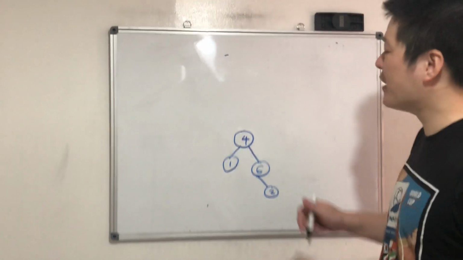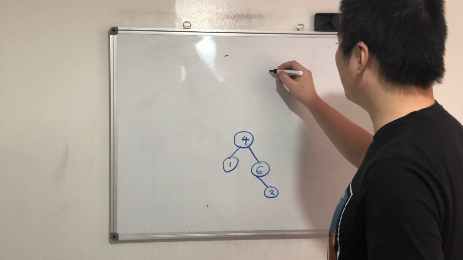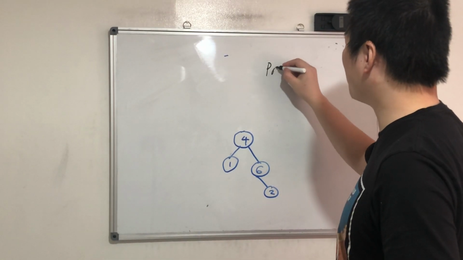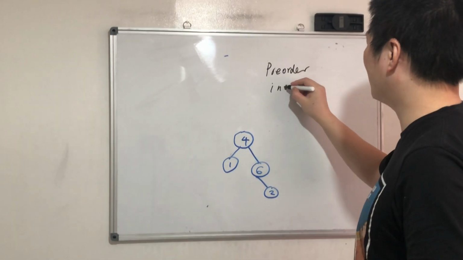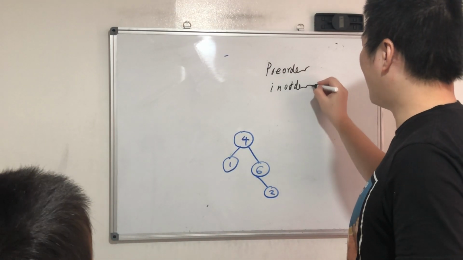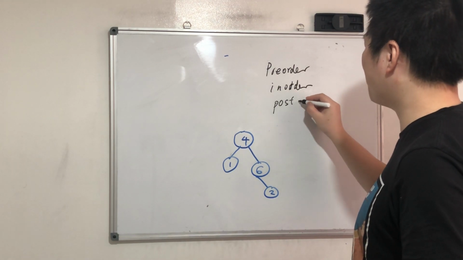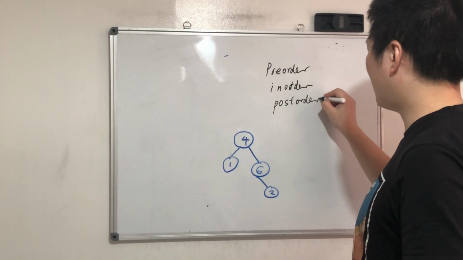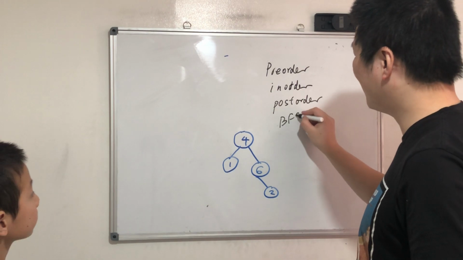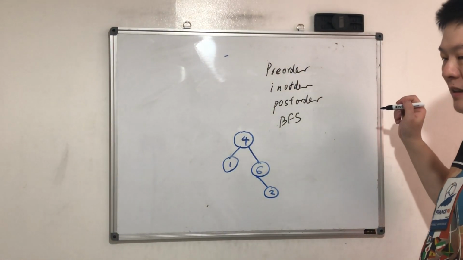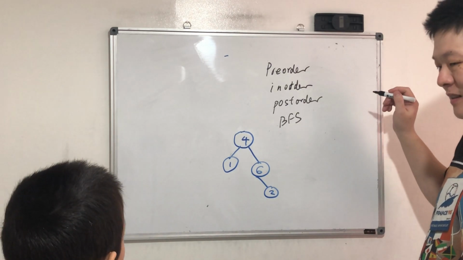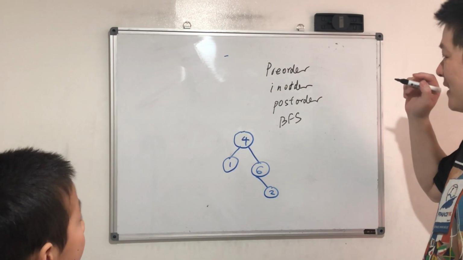What's in-order? Let's talk about pre-order first. What's pre-order? Pre-order, and then there's in-order, and then there's post-order. These are three ways of traversal. And there's the depth first search, yeah? Which one is the depth first search?